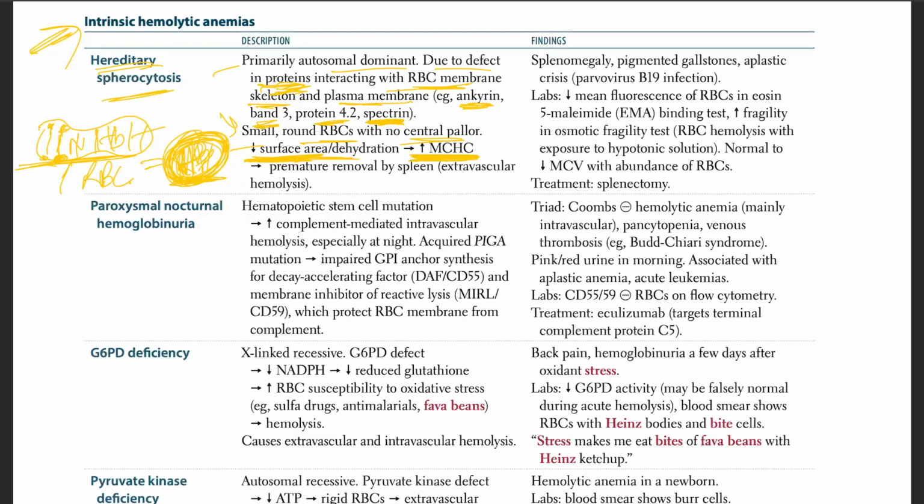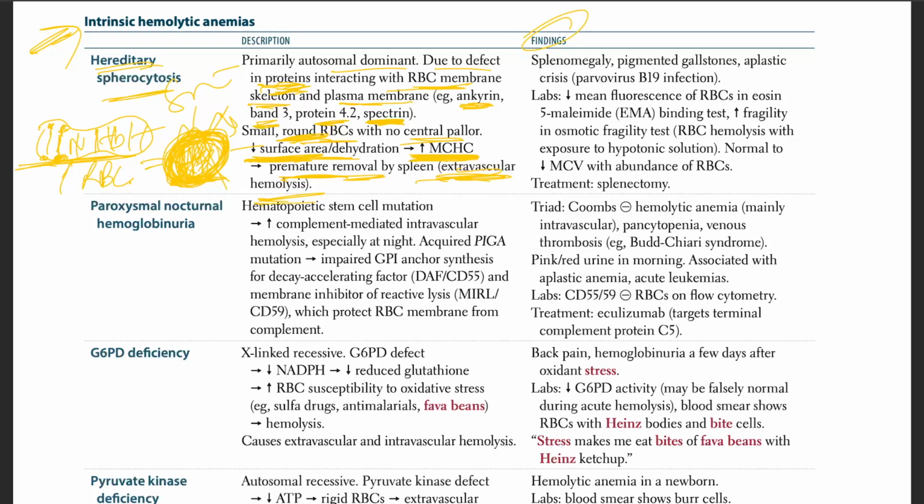Now this cell leads to premature removal by the spleen, because this circular cell cannot go through the sinusoids. It's small, but it's circular. It's a small round RBC. It can't go into the sinusoids of the spleen, leading to hemolysis, extravascular hemolysis, because it's not occurring in the vessels.